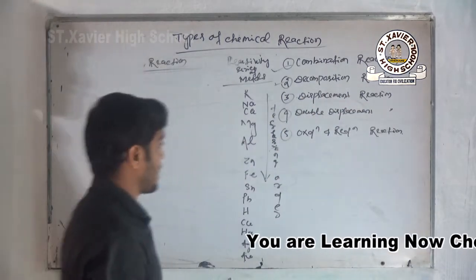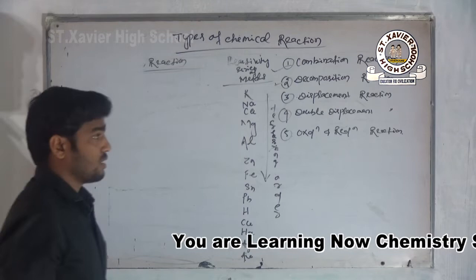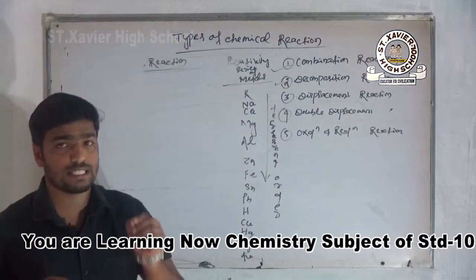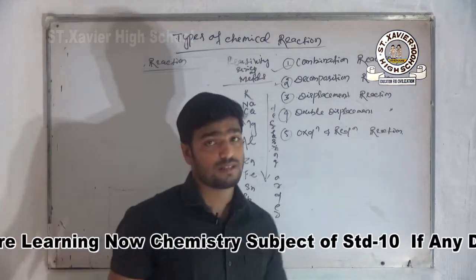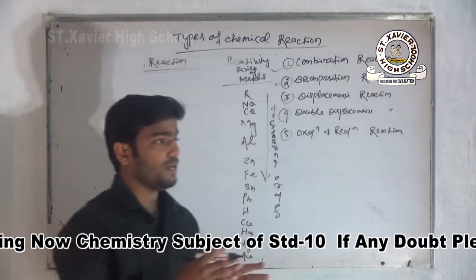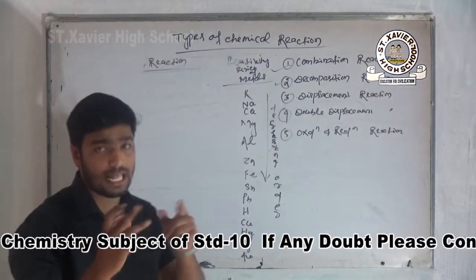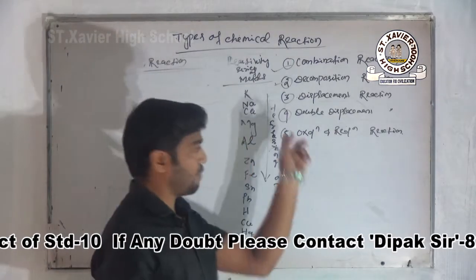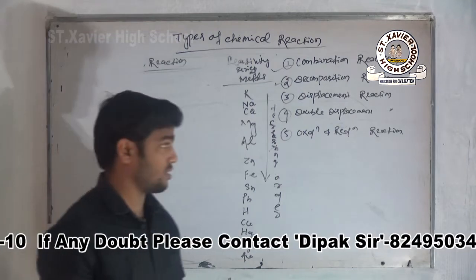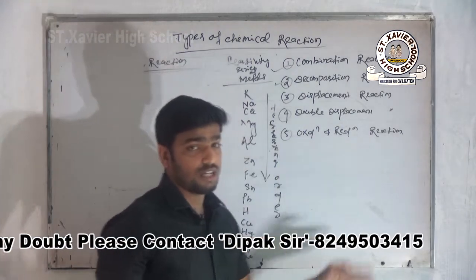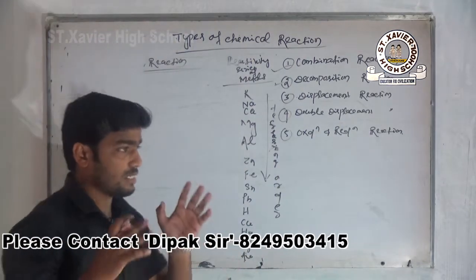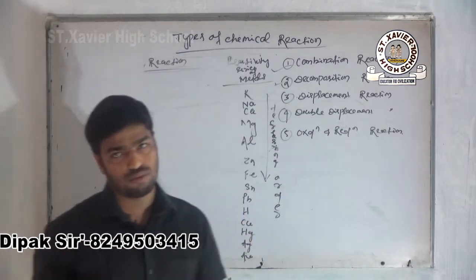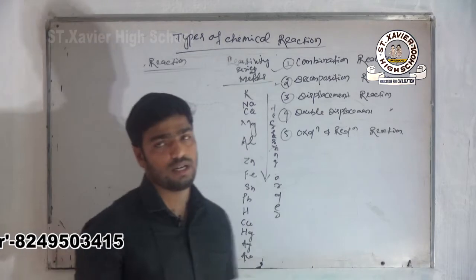What is displacement reaction? Simple thing. Displacement reaction comes from the simple word displace. What is displace? If we replace one thing by another thing, that is known as displace. Same thing happens here. Then what is displacement reaction? The reaction in which a single element displaces another element from its compound is known as our displacement reaction.